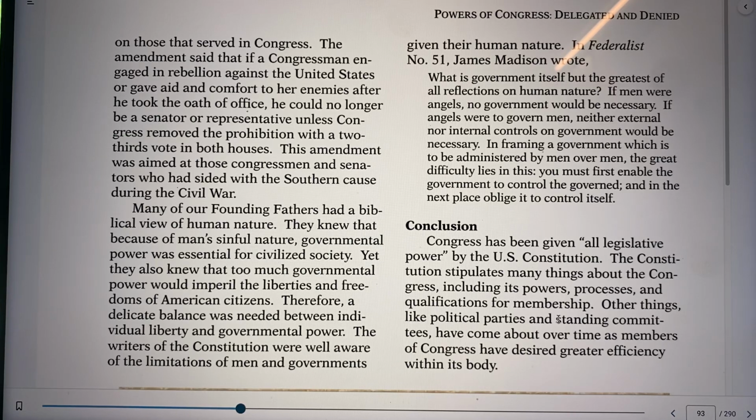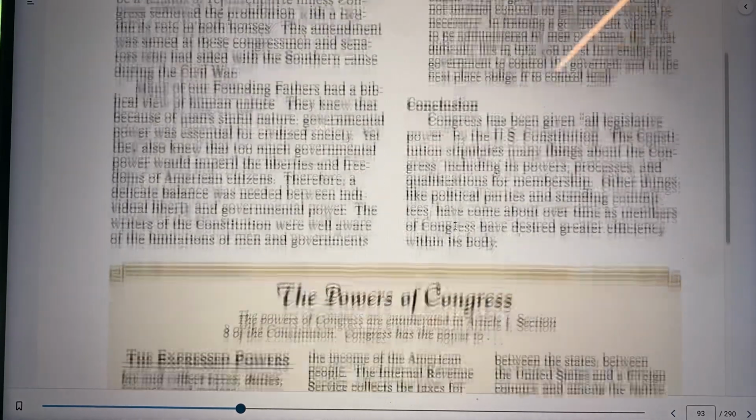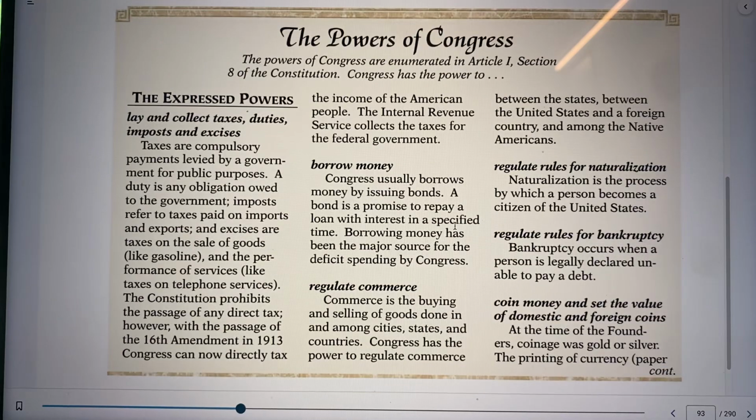The express powers, because some of these powers we didn't talk about. Remember I said that in the express powers, it said that we could create a navy and an army, but it didn't say anything about an air force, because at that time they didn't consider we had an air force. But now the air force just falls into all of those, as for our defenses. Air Force is the same as our Army, so that would be implied powers. But let's talk about the powers of Congress here.